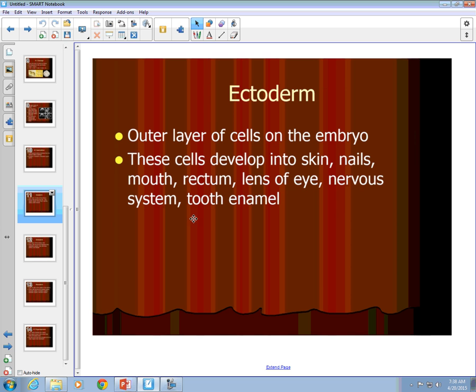The ectoderm is the outer layer of cells on the embryo. So those cells will become anything that would be, think about, toward the outside of your body. So skin, nails, your mouth, rectum, the lens of your eyeball, your nervous system. You have nerves that run very close to the skin, and even the enamel on your teeth are a few examples of what the ectoderm layer becomes.